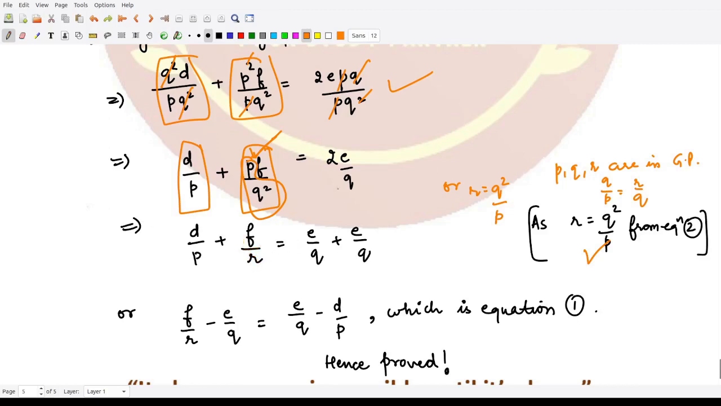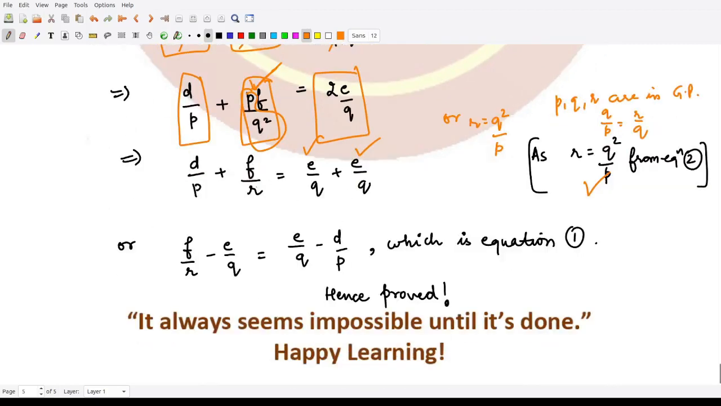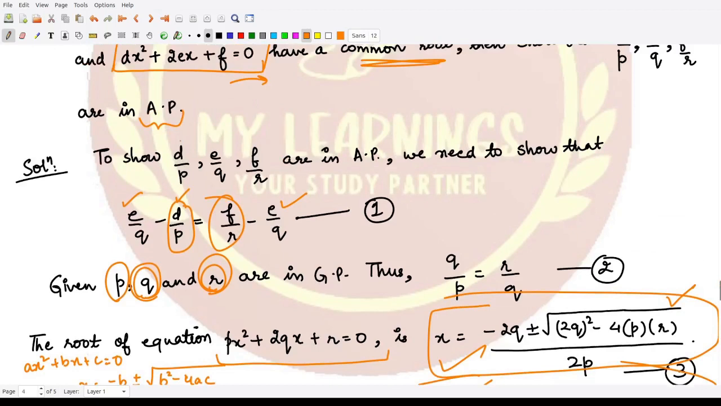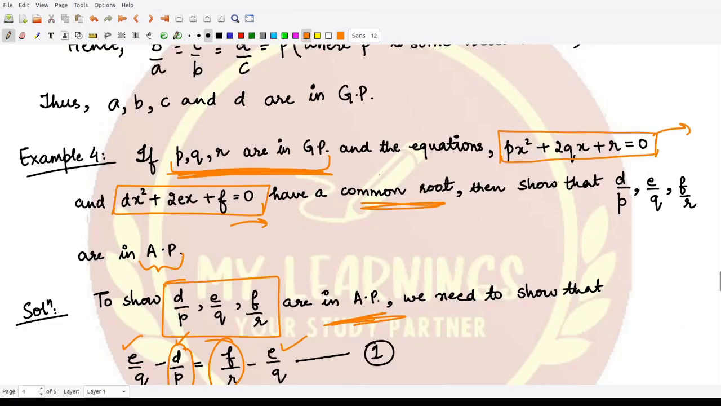So from here you have this, and you can expand this term e upon q plus e upon q. Now what you can do, you can shift all the terms. You can take 1 e upon q to this side, and you can shift this d upon p to the right hand side, so that we have this expression, and this is what we wanted to prove here in order to show that these three numbers form an AP.